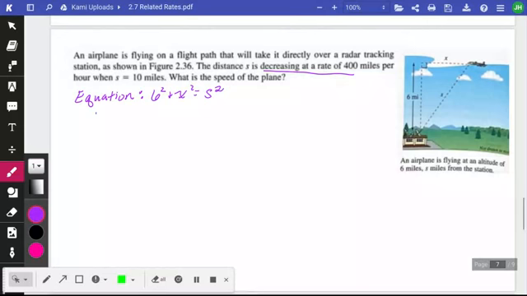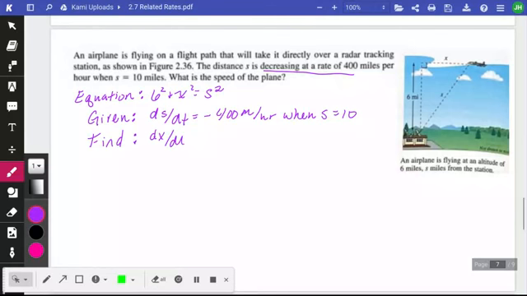We are given that the distance s is decreasing at a rate of 400 miles an hour. So that would be ds over dt. That rate of that distance is decreasing 400 miles per hour, so make sure that's negative, when s equals 10, and that's important information too. We are asked to find the speed of the plane. Okay, the speed of the plane would be dx over dt. Okay, that's what they're asking for.